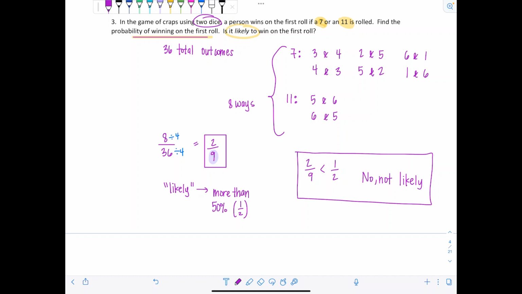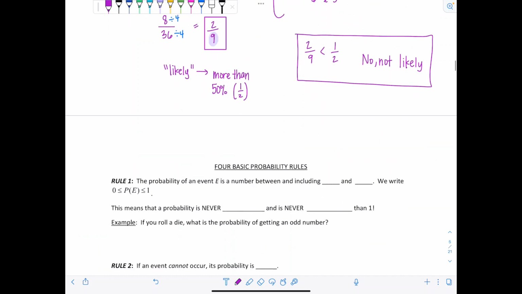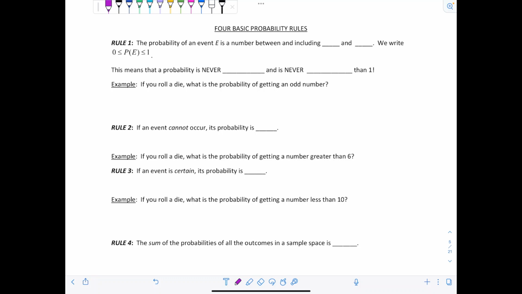Okay, let's move on. 4 basic probability rules. So rule number 1, the probability of an event E is a number between and including 0 and 1. So we write that the probability of event E is greater than or equal to 0 and less than or equal to 1. So what this means for us is that a probability is never negative and it's never greater than 1.